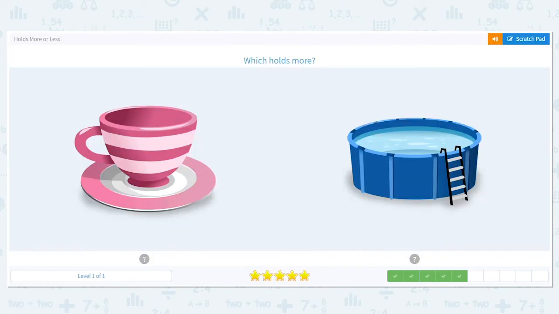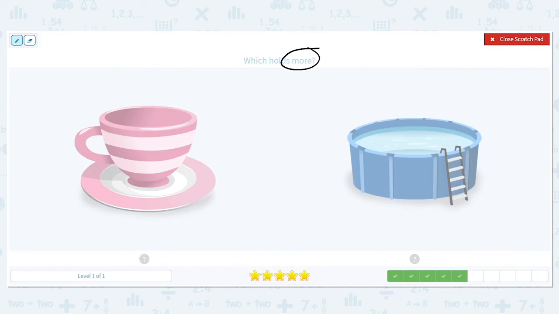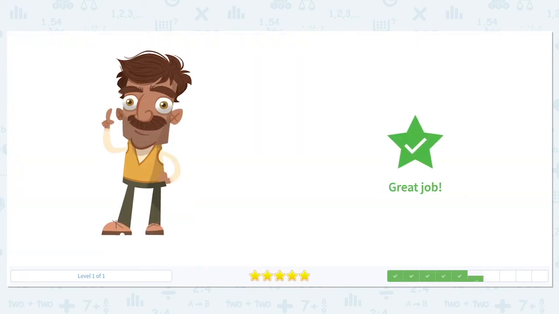How about this? Which will hold more here? A teacup that you drink from or a swimming pool that you go into? Which one holds more liquid? The swimming pool again.